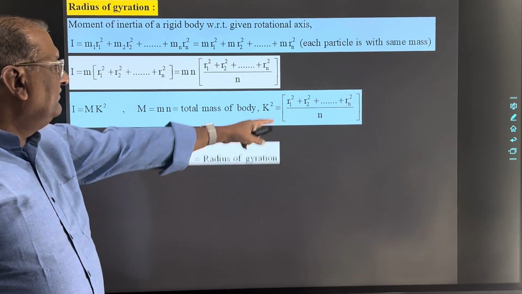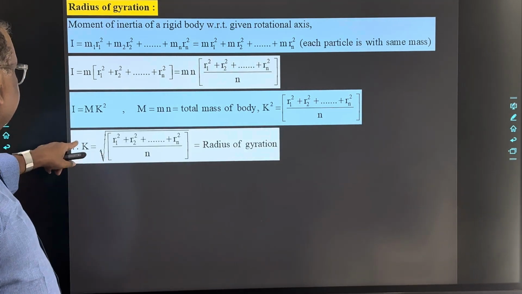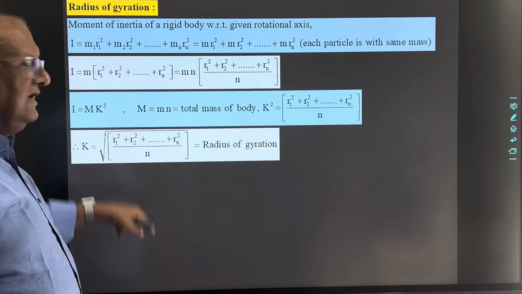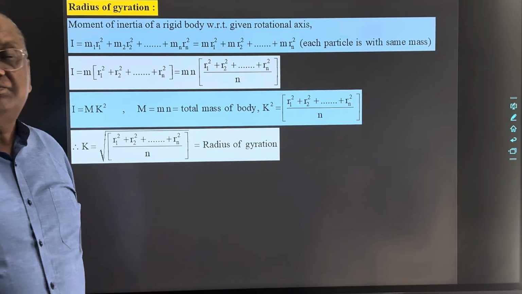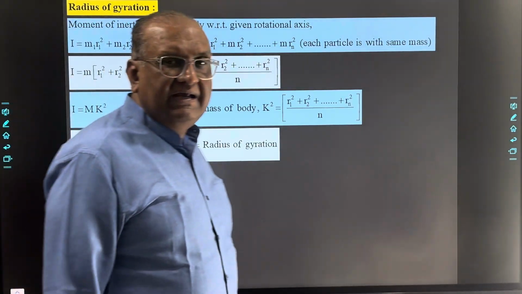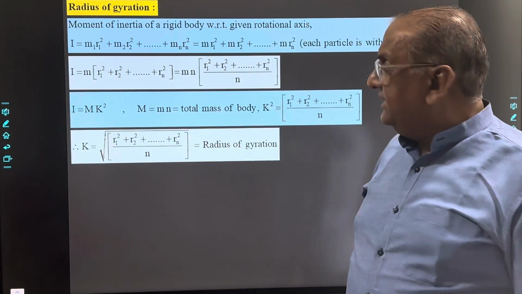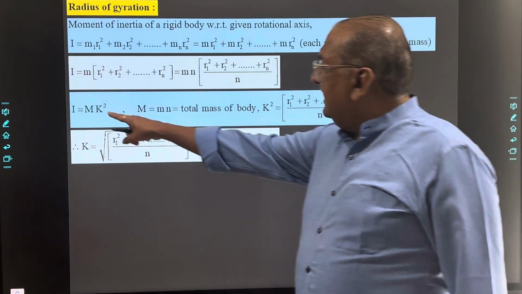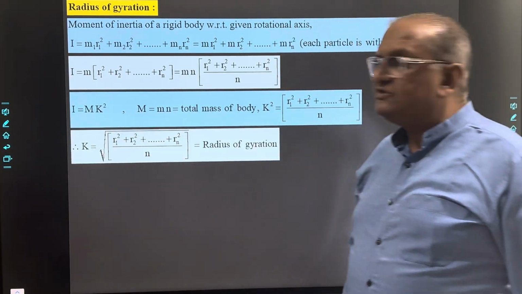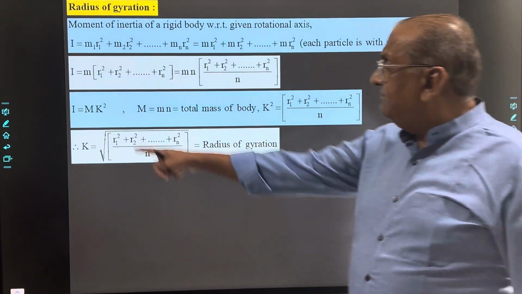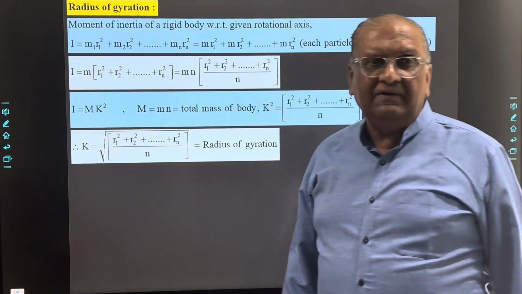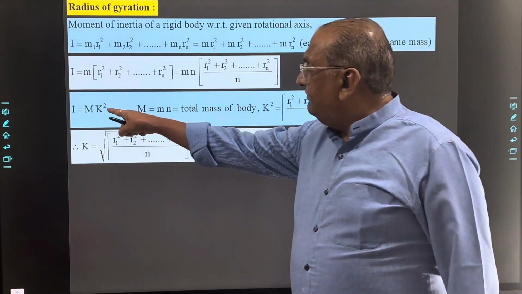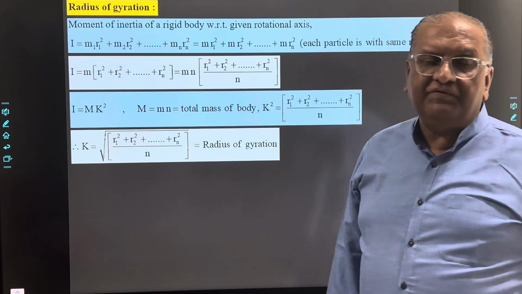Now if we take the square root of this one, then k is the square root of (r1 square plus r2 square up to rn square) by n. This particular term is known as the radius of gyration. So here I is equal to m k square, where m is the total mass of the body. Clear?